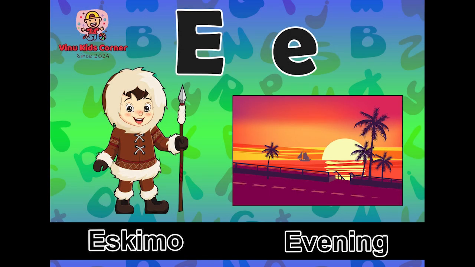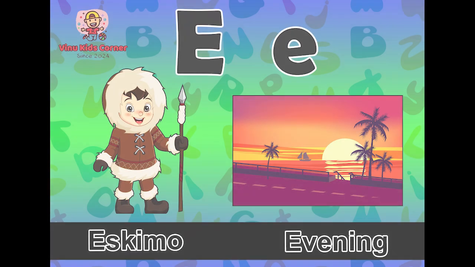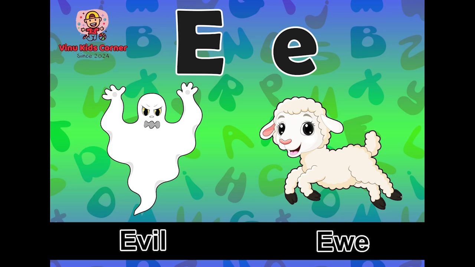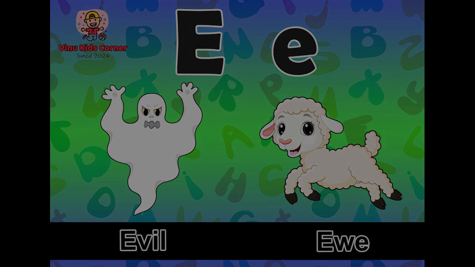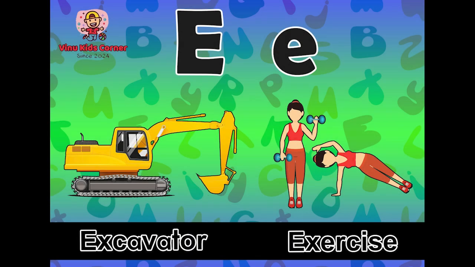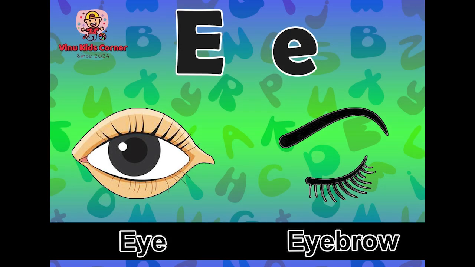E is for Eskimo. E is for evening. E is for evil. E is for you. E is for excavator. E is for exercise. E is for eye. E is for eyebrow.